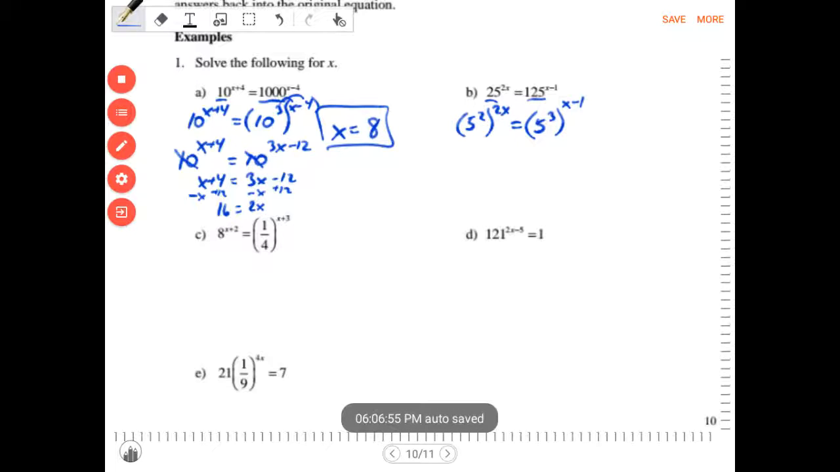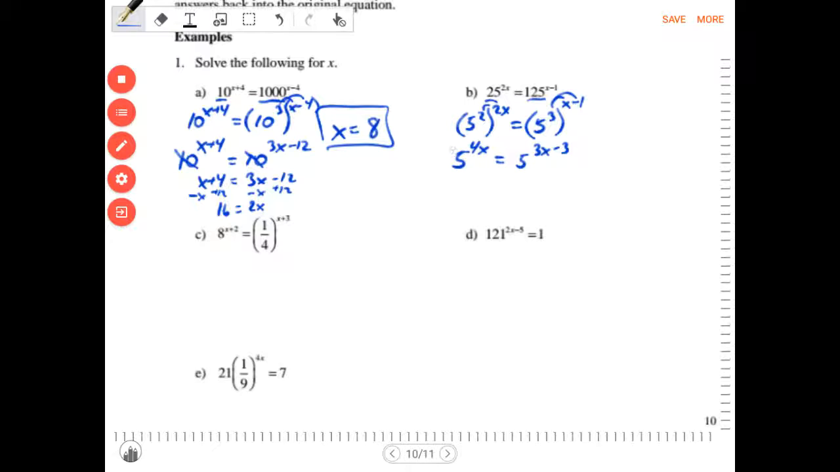If you don't know that, then again, you should recognize the 25. You should at this point in your math career. But then you go 5 squared, 5 cubed, 5 to the 4th, until you get the 125. And of course, it doesn't take you very long. Okay, so then the exponents multiply. So this is going to be 5 to the 4x. And then this one's going to be 5 to the 3x minus 3, right? That 3 distributes to both pieces.